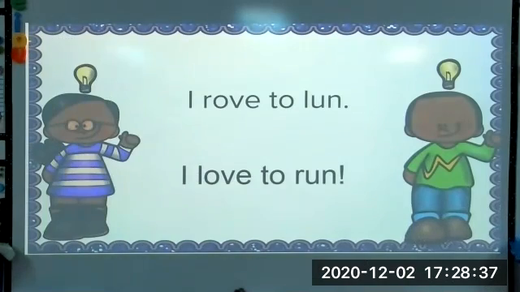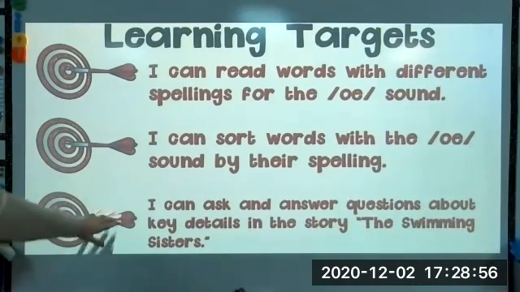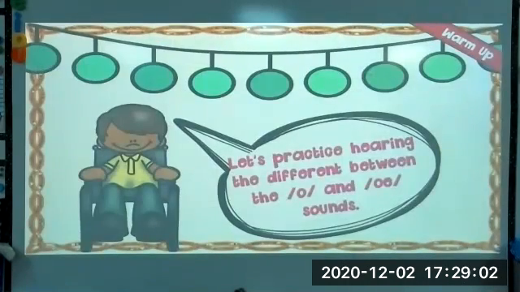Very good. All right, our learning targets for today are: I can read words with different spellings for the O sound. I can sort words with the O sound by their spellings. And I can ask and answer questions about key details in the story, The Swimming Sisters. All right, so let's practice hearing the difference between the ah and the O sound.